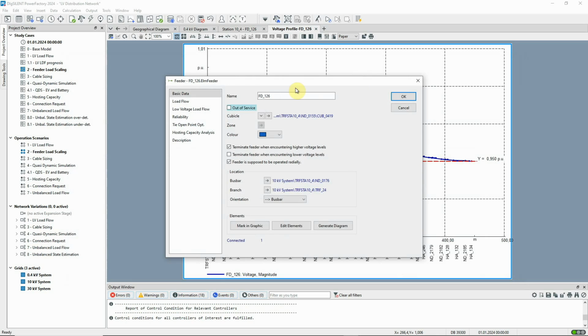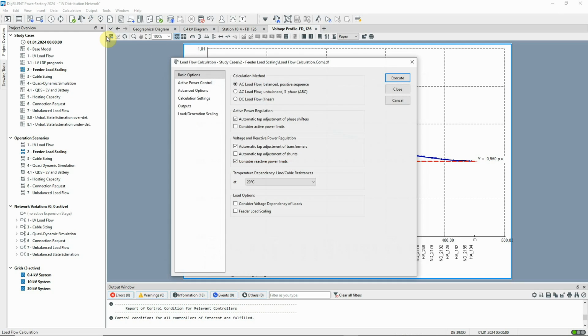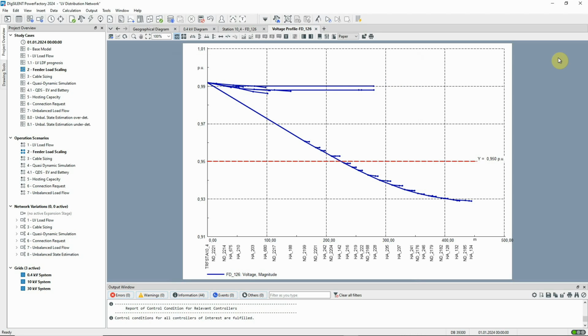But we can see that if we run the load flow calculation with feeder load scaling enabled, the loads will be scaled to a total of 230 kilowatts, modeling an increase of roughly 50%. We'll select the load flow option and run the calculation again. As expected, the increase in the loads results in greater voltage drops along the feeder. Feeder load scaling provides an easy option for assessing different loading scenarios without having to modify the individual load objects.